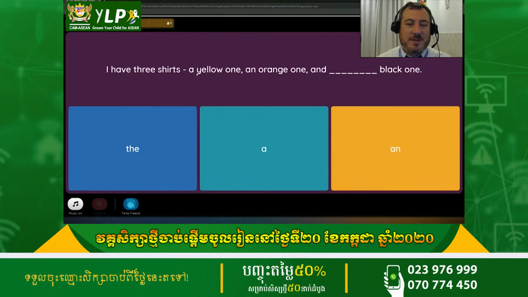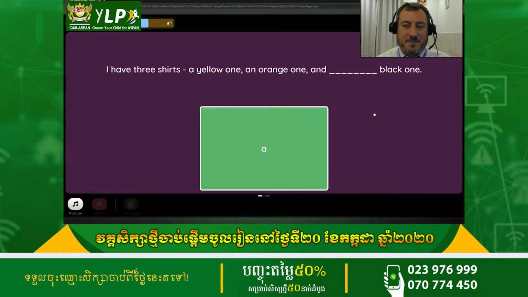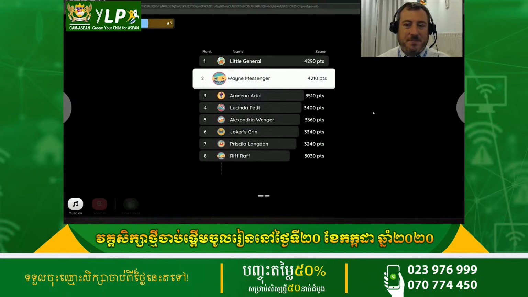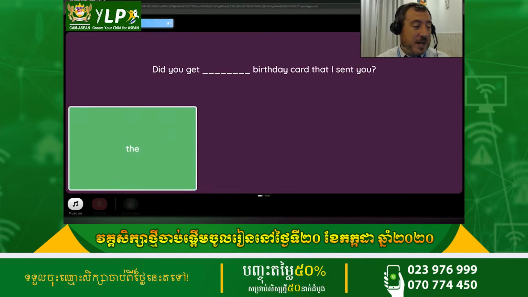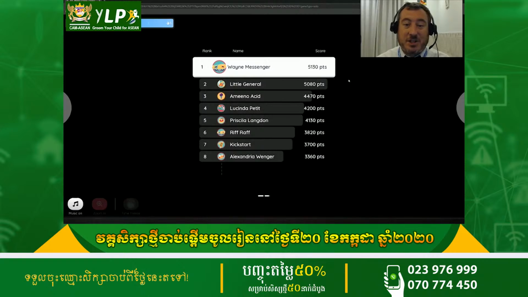"I have 3 shirts, a yellow one, an orange one, and something black one." Is it "the black one"? No, I think it's this one, a black one. Okay, come on, I need to be quicker. "Did you get something birthday card that I sent you?" Well, we know which birthday card he's talking about, because it's the one he sent, so it must be "the". Did you get the birthday card that I sent you?